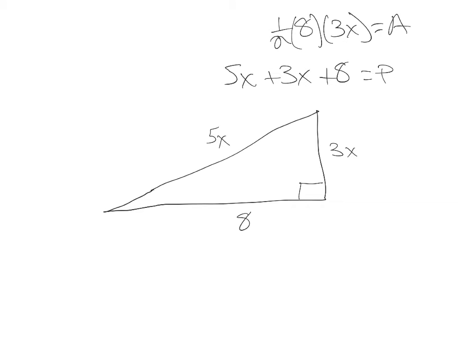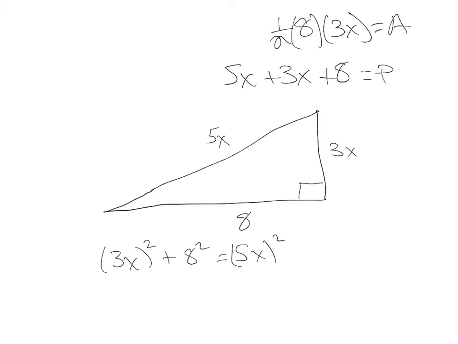Well, the other equation we have, because we are dealing with a right triangle, is Pythagorean theorem. So we could also say that 3x squared plus 8 squared has to equal 5x squared. And all of a sudden this problem becomes a little bit more interesting, right? Not just dealing with area and perimeter anymore. Now we've got some other stuff going on.